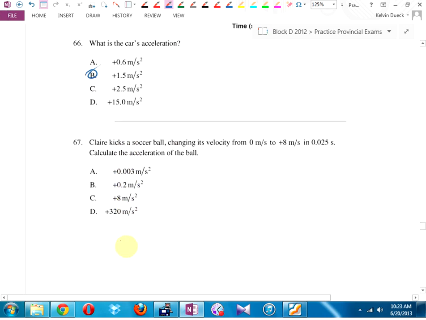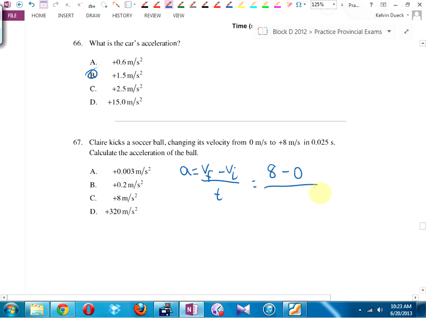What do they want me to find in number 67? Okay, I need an equation for acceleration. It says it's change in velocity over time, but I've told you I never write change in velocity. I go straight to final minus initial. All right, Mr. Schmarty Pants' peoples. Mac, what's the final velocity? What's the initial velocity? What's the time?